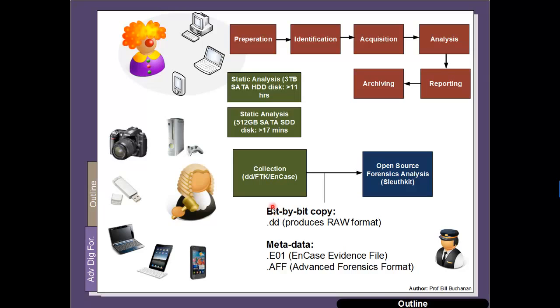The two main methods that we have for this is to do a bit-by-bit copy, and that's with DD, and that produces a raw format. That tends to be very large, and we have no metadata in there at all. Or we have the metadata formats of an Encase evidence file or an advanced forensics format, or AFF. So these will then be used to be fed into some sort of open source forensics analysis system such as SleuthKit. So there are many digital corpora images around that it's possible to train on and look for evidence.